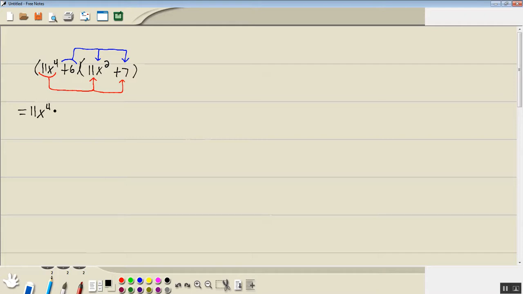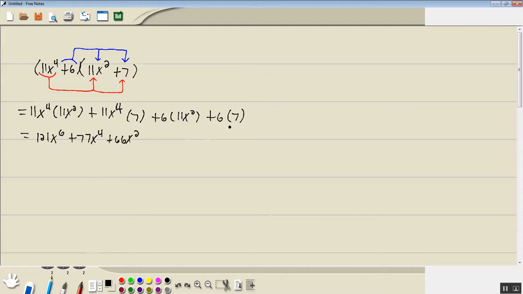So we got 11x to the 4th times 11x squared. We got 11x to the 4th, and I'm just following these lines, times 7. And then we got 6 times 11x squared. And we got 6 times 7. Now 11 times 11 is 121. And x to the 4th times x squared, you add the exponents, that gives us x to the 6. 11 times 7 is 77x to the 4th. 6 times 11 is 66x squared plus 42.